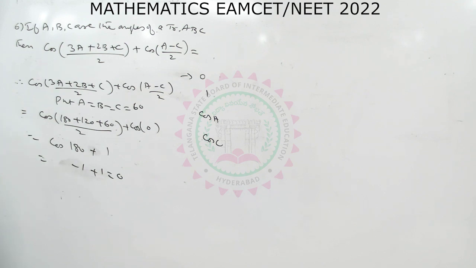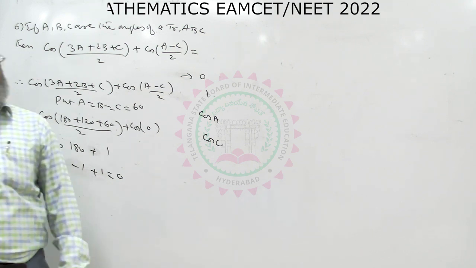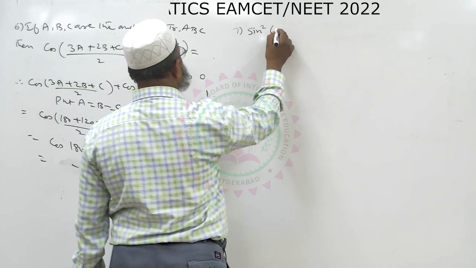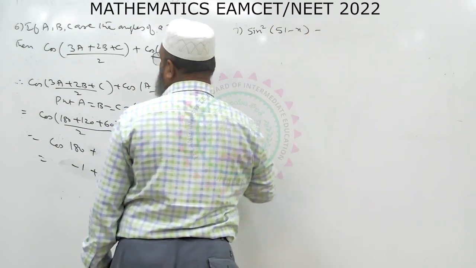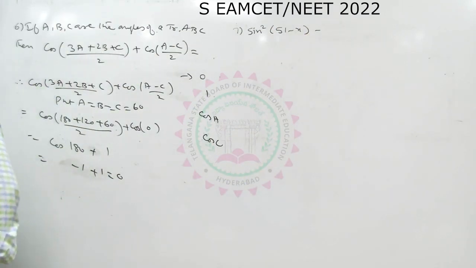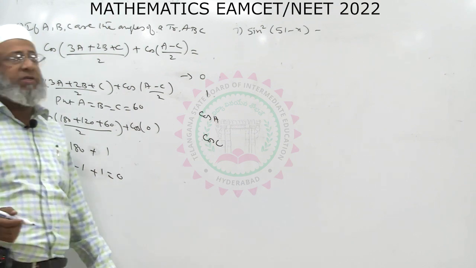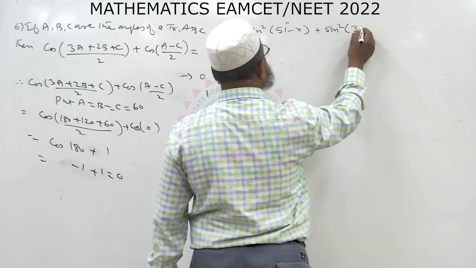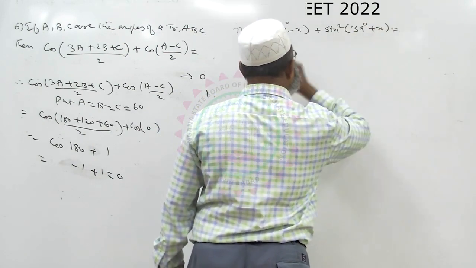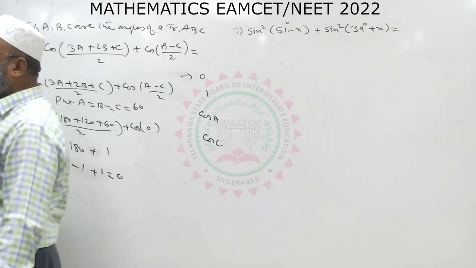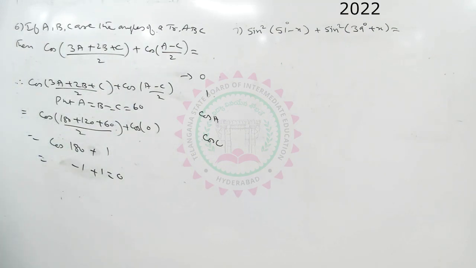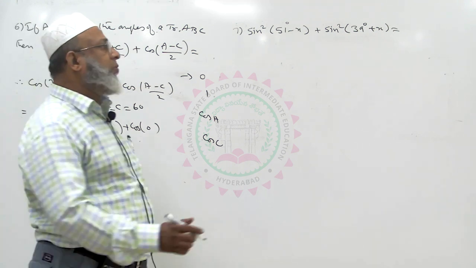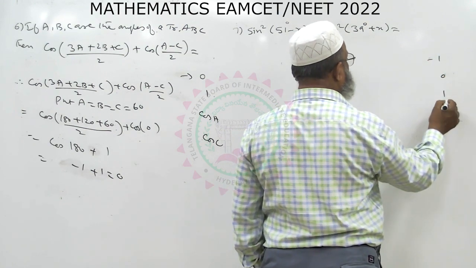Next question is sin square (51 minus x) plus sin square (39 plus x), where (51 minus x plus 39 plus x). The options are minus 1, 0, 1, 2.